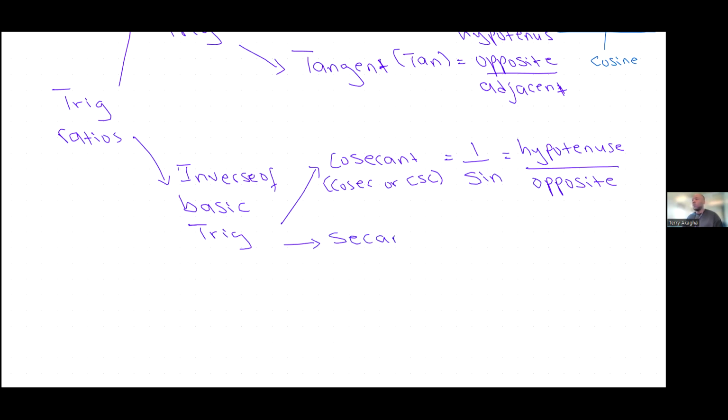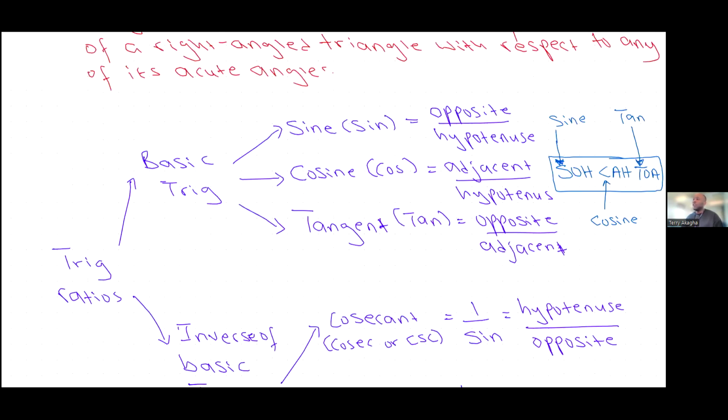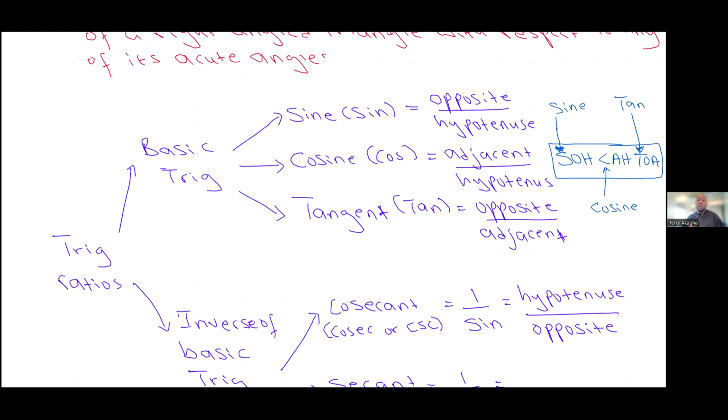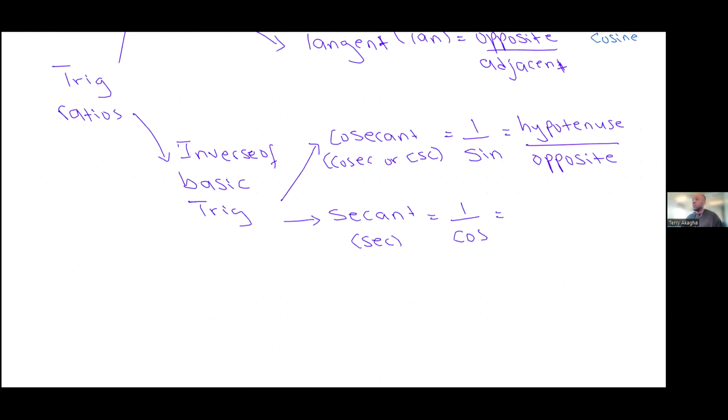Now, the next one, we're going to talk about the secant. It's usually called sec, which is equal to 1 divided by the cos. Here we have adjacent divided by hypotenuse, so you flip it. It's going to become hypotenuse divided by adjacent.